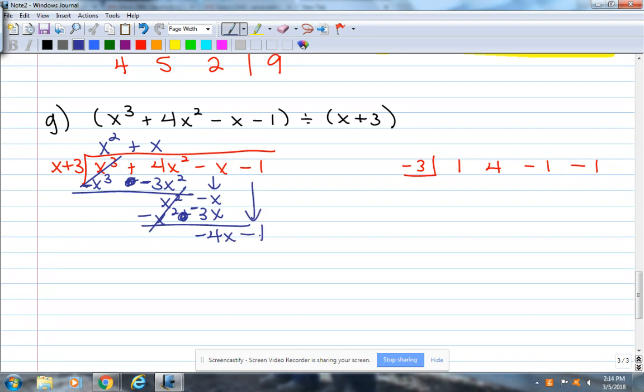And then I start over again, and I say what times x is negative 4x? Well, that's negative 4. And then I distribute, and I get negative 4 times x is negative 4x, and negative 4 times 3 is negative 12. Draw my line, change my bottom line. Those cancel, and that leaves me with a positive 11. So I say plus 11 over x plus 3. So there's my long division answer. Hopefully I did it correctly and get the same thing for my synthetic division.